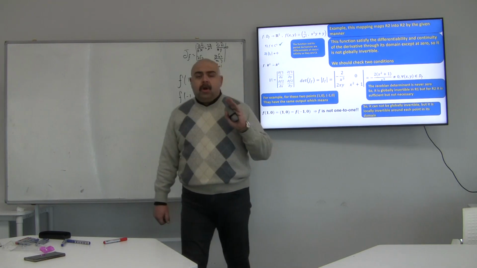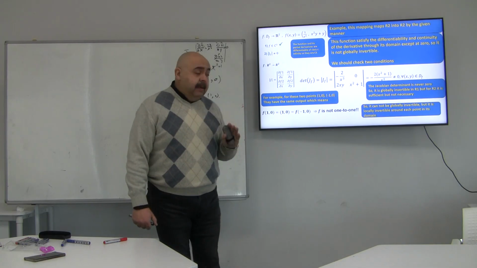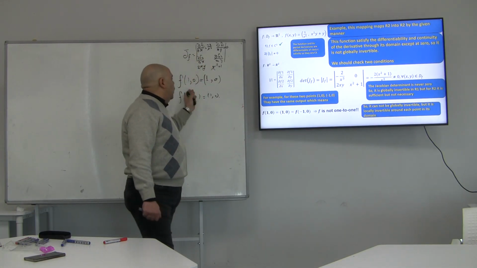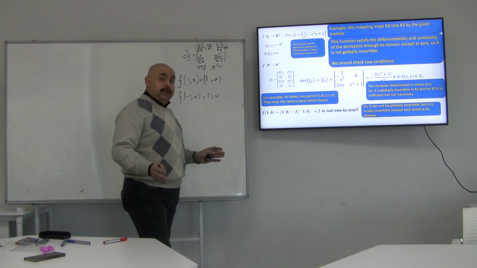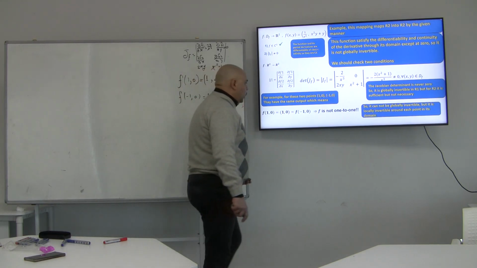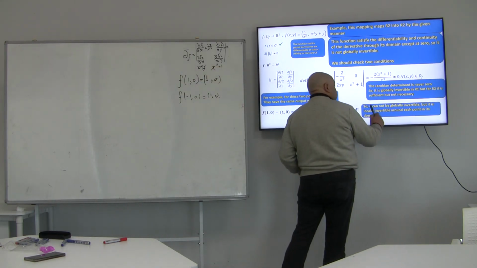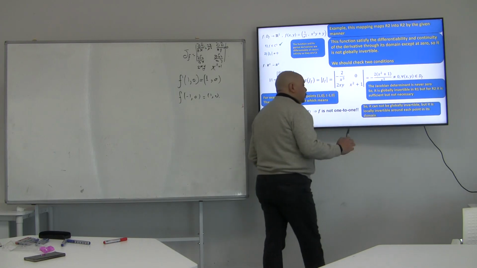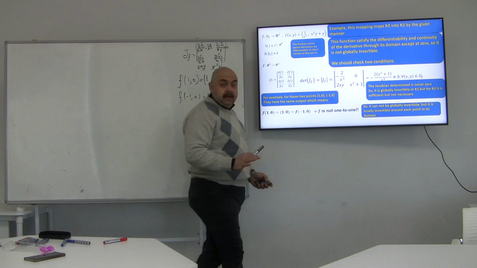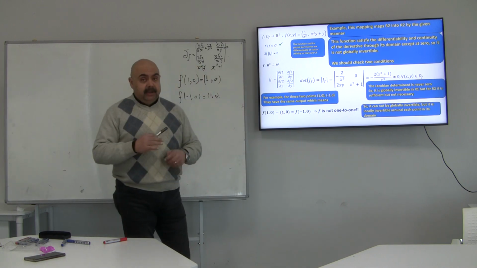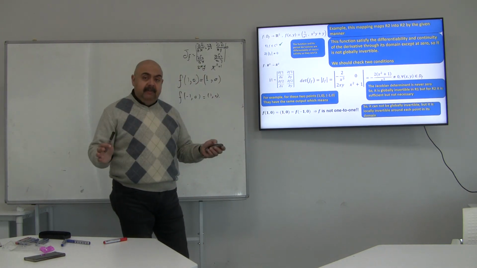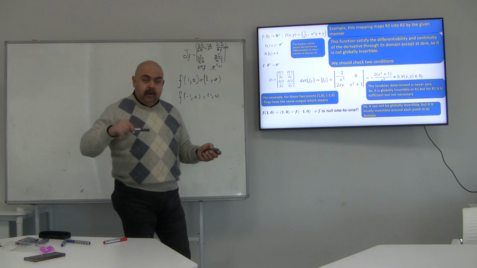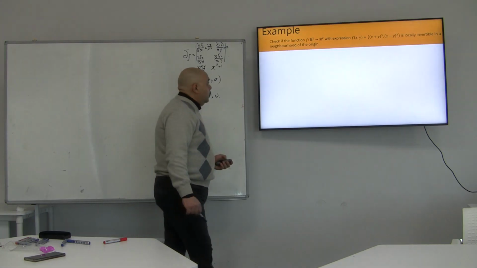But it can locally be invertible in the neighborhood of just only one of these points. But generally, it's not invertible. And this is what's written here. So it cannot be globally invertible, but it is locally invertible around each point in its domain. So although it's not globally invertible, it may be invertible within some restrictions.